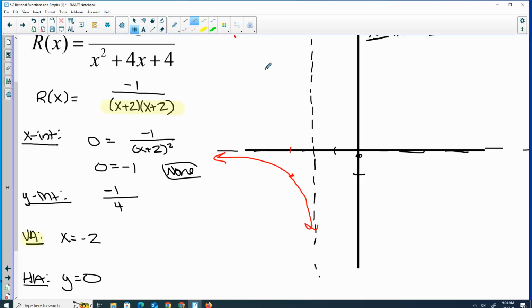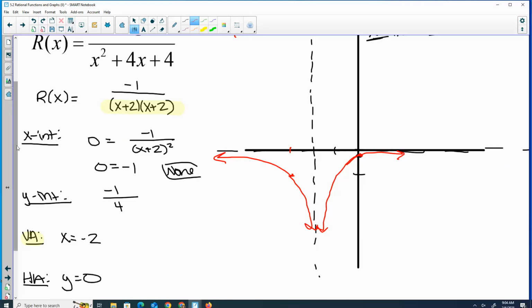Then we know it has to be on both the left and the right of the vertical asymptote. We could put in a test point over here, but actually we don't need to because we already know it's down here to hit my y-intercept. So this section just has to be getting closer to our vertical. And this section is getting closer to our horizontal.